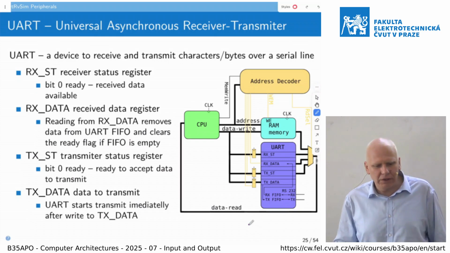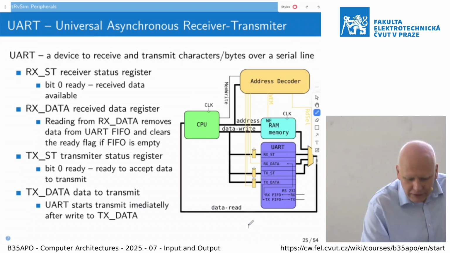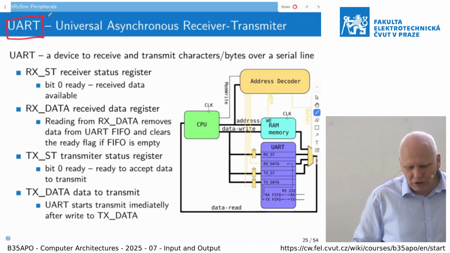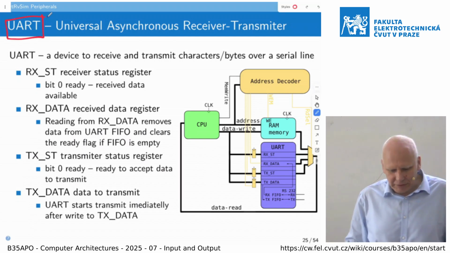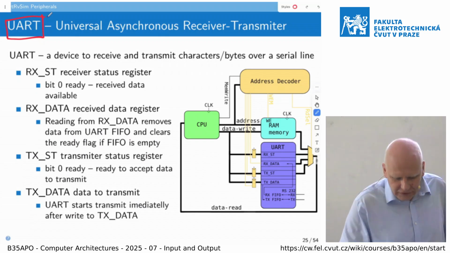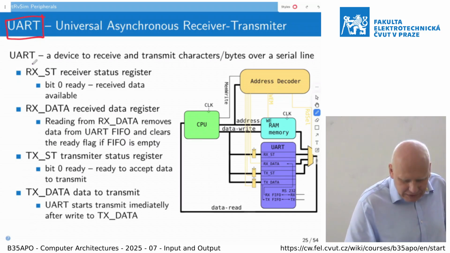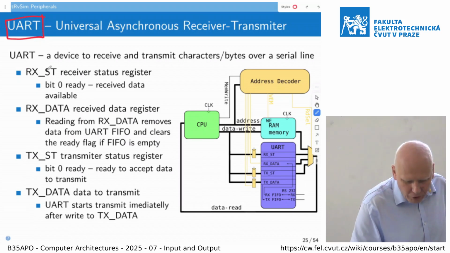And on our simulator, or even on the devices, you usually find the device which is called a universal asynchronous receiver transmitter. And in our case of the QTRV SIM, it is represented to the processor side by 4 registers.